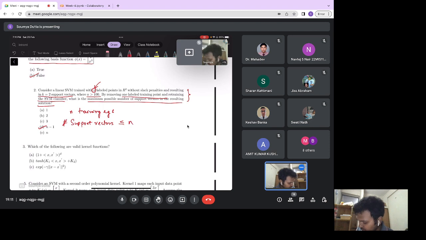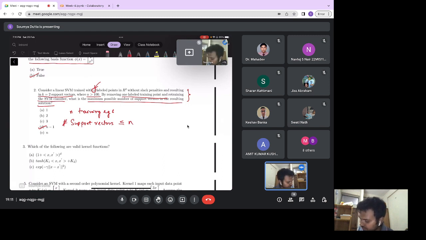So the first part of the question is really not much informative. I think it is only given to maybe confuse you a bit, in the sense that if you have n greater than 100 and you have two support vectors after running SVM once, then that is information. But once you have removed one labeled training point and retrained the SVM classifier, you can potentially end up with all the other n minus 1 points being classified as support vectors.